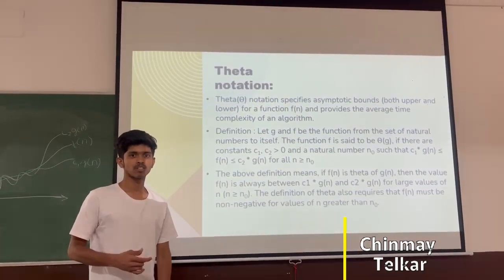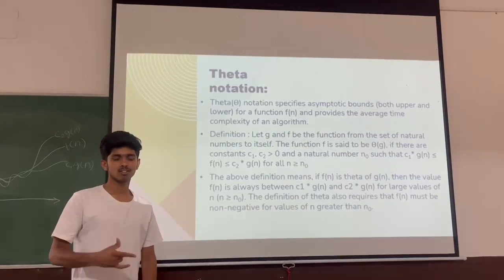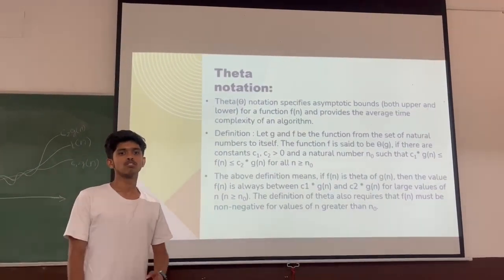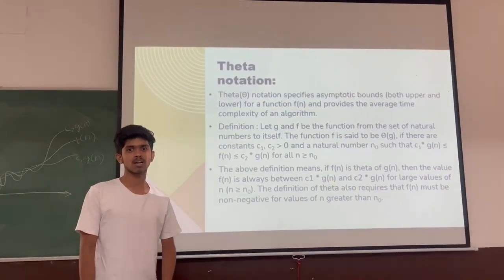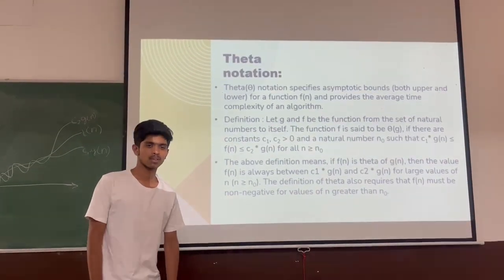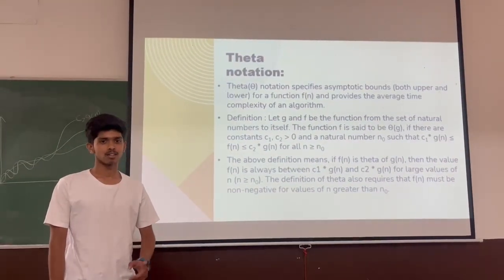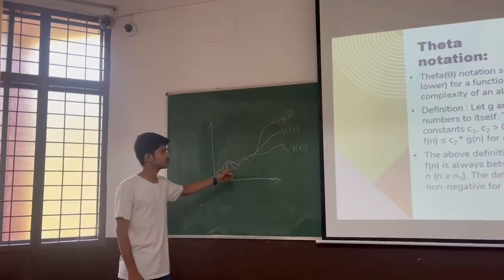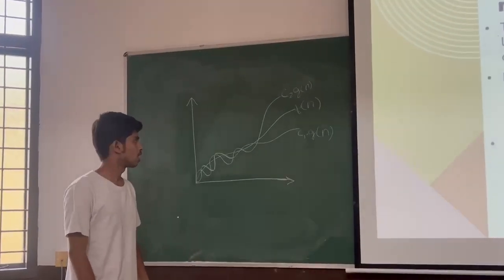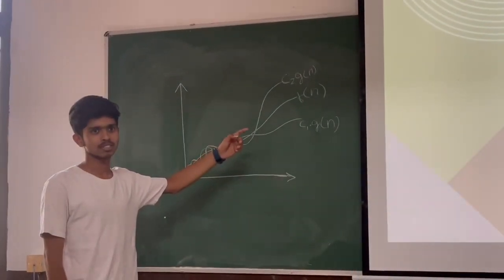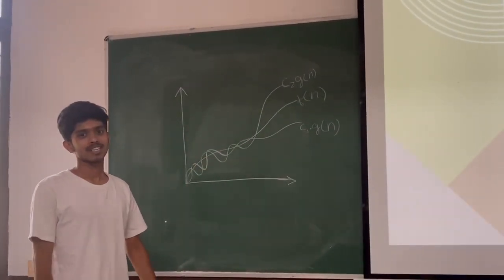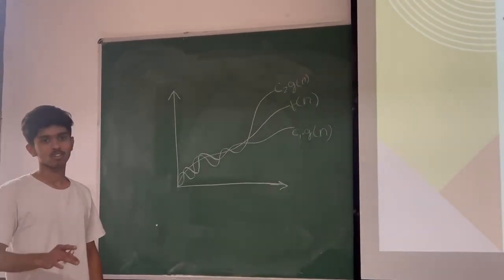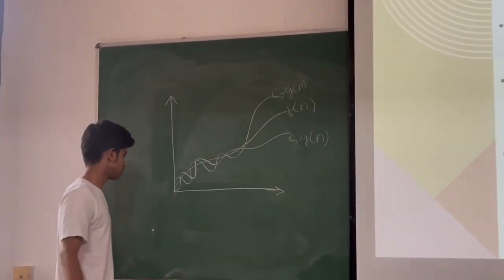The third type of asymptotic notation is theta notation. Theta notation is a mathematical notation used in the analysis and design of algorithms to describe the average running time of an algorithm. It's also known as big theta notation. Coming to the graph, consider functions f and g from the set of natural numbers. The function f is said to be theta of g if constants c1 and c2 are greater than 0. In theta notation, it's represented by an equation.